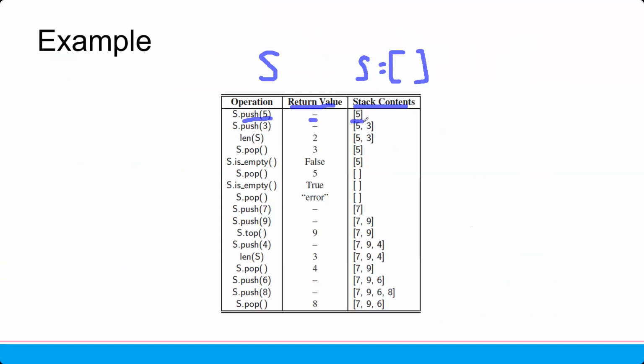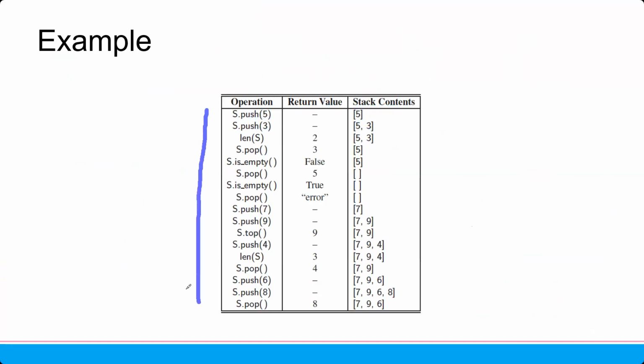Okay. And then I'm going to push 3. If I push, it means I'm inserting an element at the end of the list. So now the content is 5, 3. This operation is a sequence. Now you have 2 elements. If I want to check the length of S, then it returns 2 because I have 2 elements.